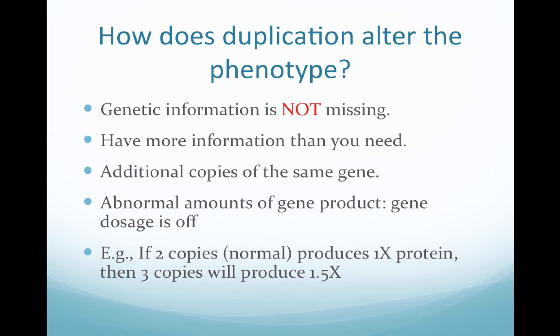So if you end up with two copies of a normal genotype, that's going to produce the amount of protein that is normal. However, if you get three copies of a gene, then you're going to actually produce 1.5 times the protein that is normal. So you're going to get altered phenotypes.